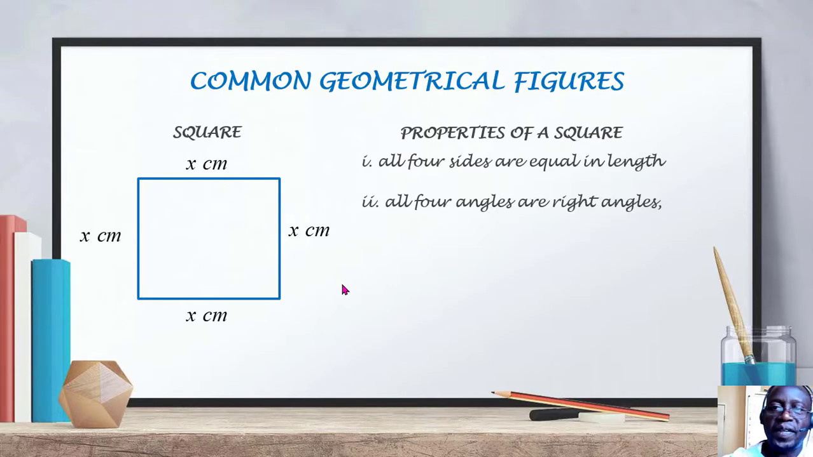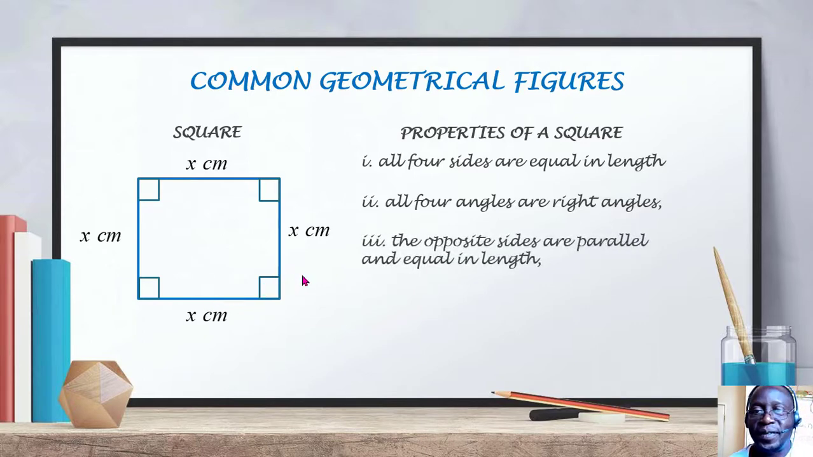Second property of a square: all four sides are at right angles. All four angles are at right angles. This angle is a right angle, that one is a right angle. We've got a right angle there and a right angle there. Third property of a square: the opposite sides are parallel and equal in length.